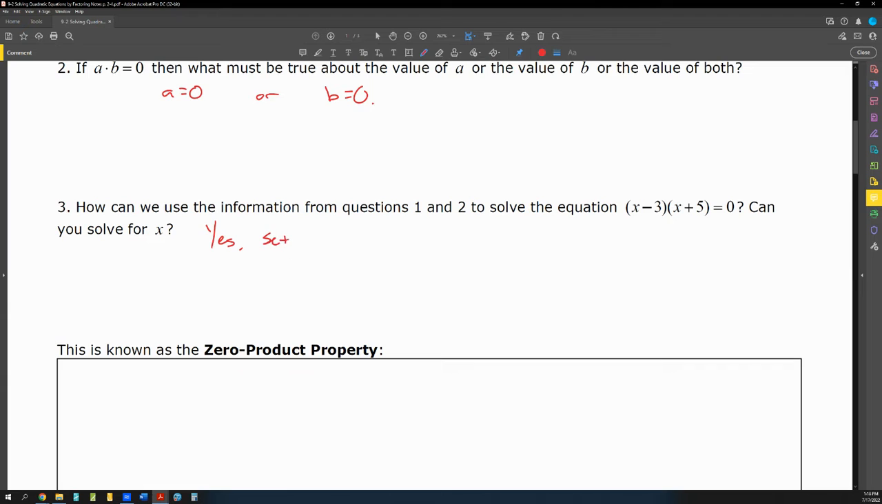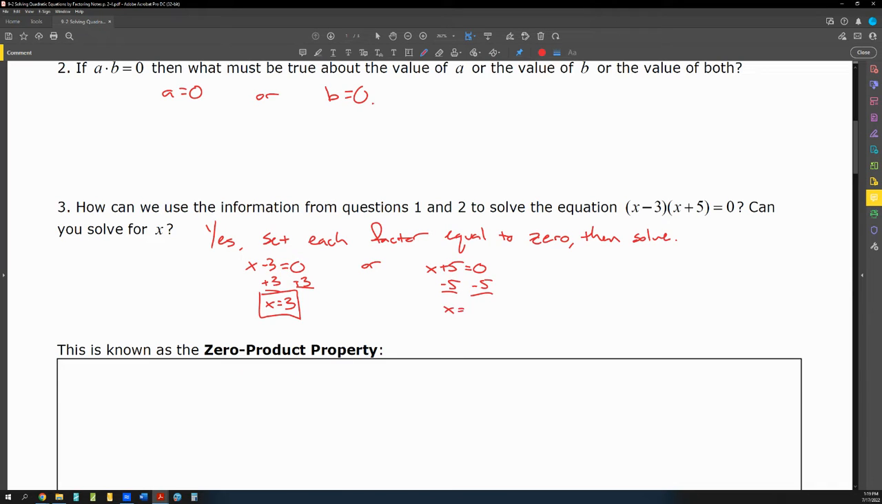We can do so by setting each factor equal to 0, and then by solving. Right? In this case, x minus 3 is a factor, and then we have x plus 5 is another factor. If we set each of these equal to 0, we can solve these linear equations. So x minus 3 equals 0, to solve that, we add 3 to both sides, and we get x is equal to 3. On the other hand, x plus 5 is equal to 0. To solve this, we subtract 5 from both sides, and we get x is equal to negative 5.